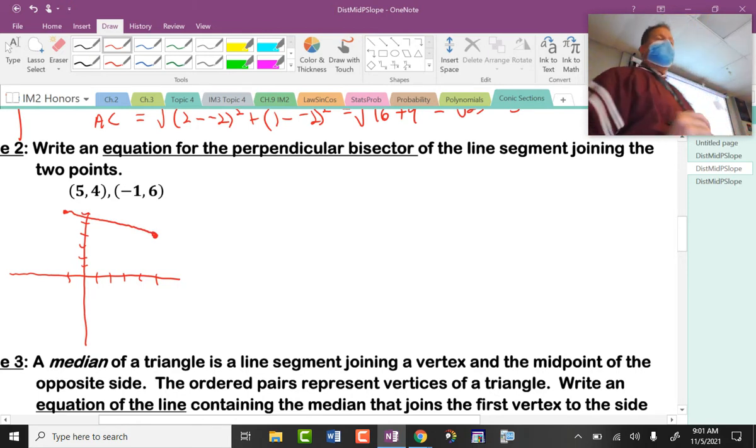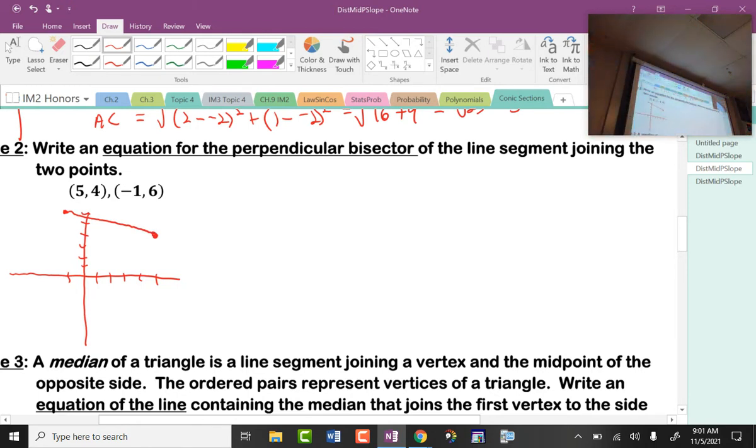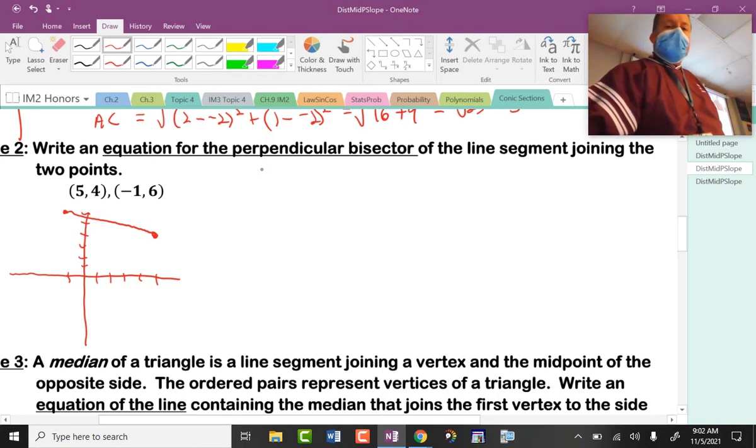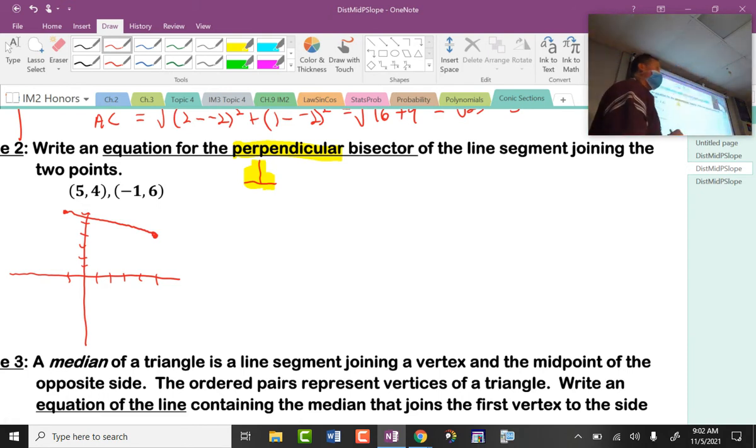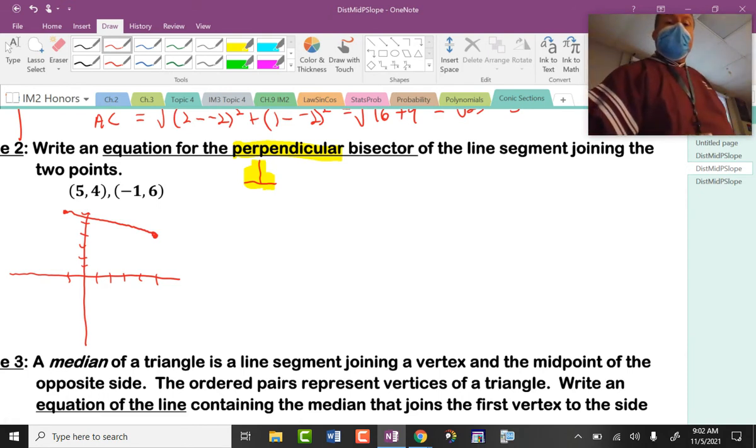Ooh, happy with my straight line there. Sometimes I can't get that. A little crook at the beginning, but then became good at the end. So I need perpendicular and then bisector. I'm going to hit the word perpendicular first, and I'll highlight that in yellow. Perpendicular is this symbol.